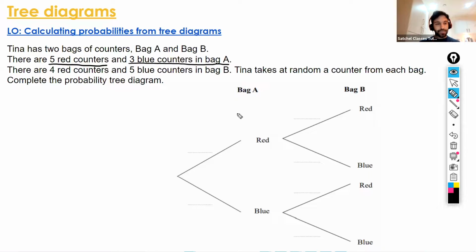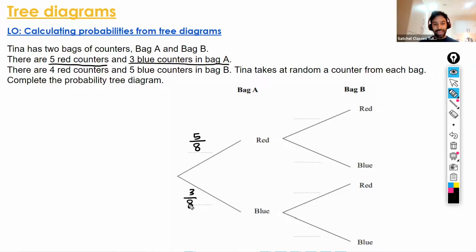So in bag A, you may be tempted to write 5 red counters and 3 blue counters. However, that would be wrong because we have 5 out of a possible 8. So to label the probabilities, we would have to do 5 out of 8, not simply 5. So the probability of taking a red counter from bag A is 5 out of 8 because we have 8 counters in total, 5 plus 3. And the probability of taking out a blue counter from bag A is going to be 3 out of 8. So be mindful of that.